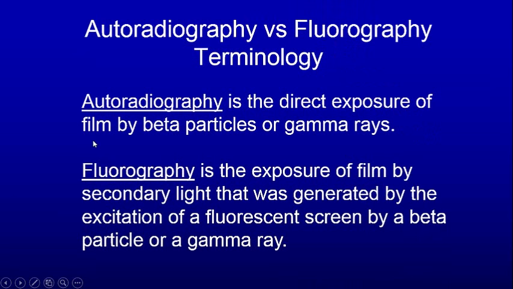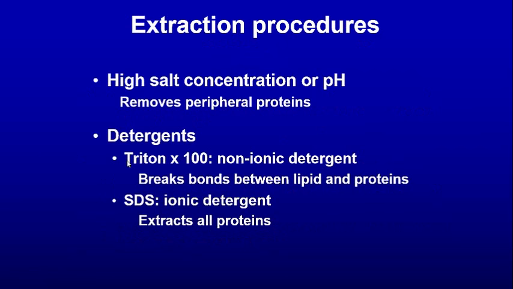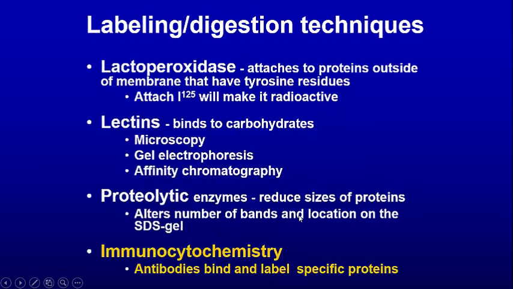Autoradiography is a direct exposure by alpha and beta particles, beta and gamma rays. But fluorography is exposure by secondary rays due to the fluorescent screen, so this is indirect. Now, in order to extract proteins from membranes, high salt concentration and high pH will remove peripheral proteins. Not all of them, but many of them can be removed by high salt. So you treat it with high salt, and then you run a gel on what came off the membrane. Also, Triton X-100 is a non-ionic detergent. It breaks some bonds between lipids and proteins, and it punches little holes in the membrane. SDS dissolves everything for extracting all the proteins.